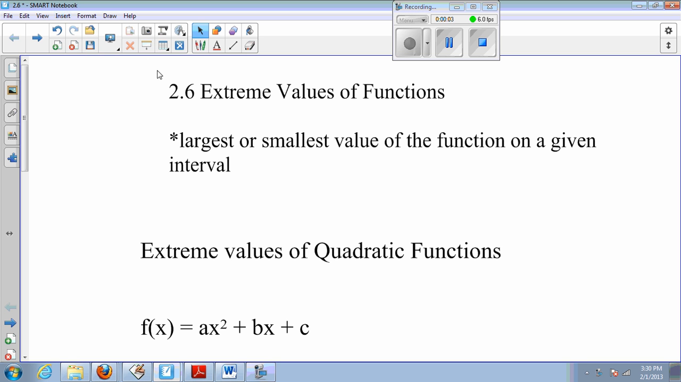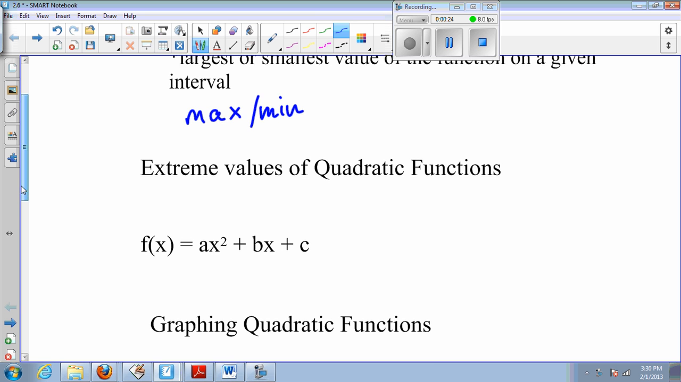2.6, extreme values of functions. An extreme value is the largest or smallest value of the function on a given interval. They're also called maximums and minimums. Okay, so extreme values of quadratic functions.